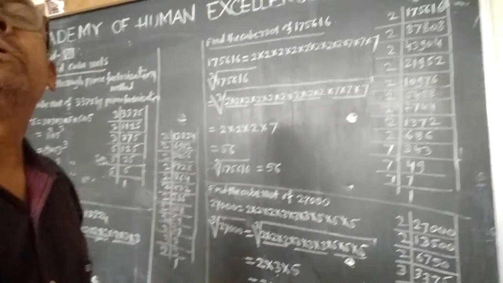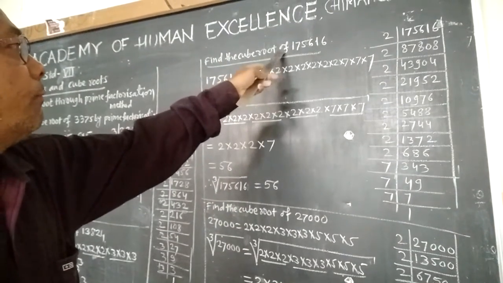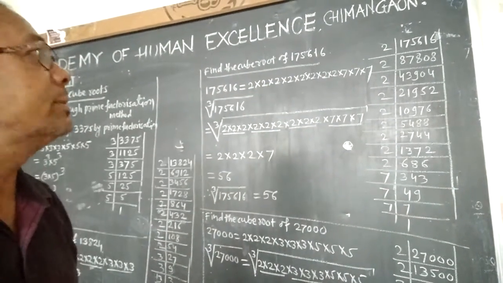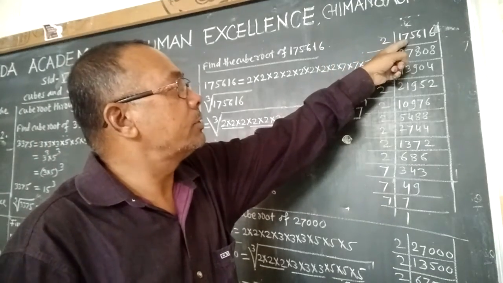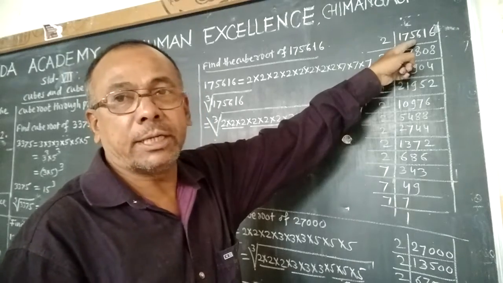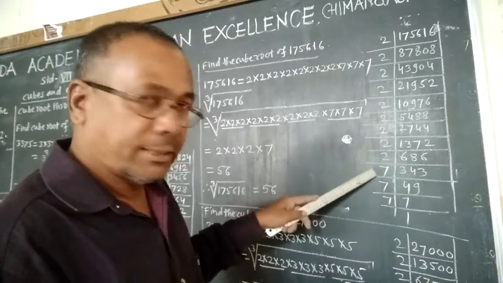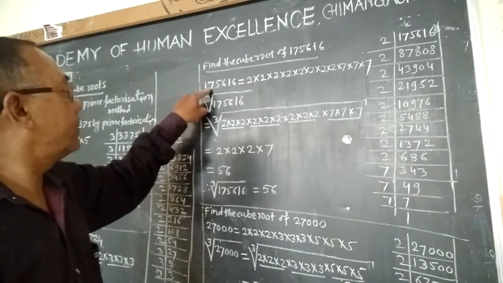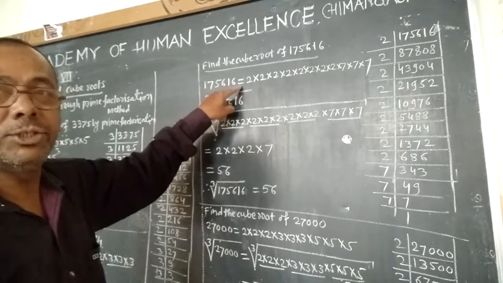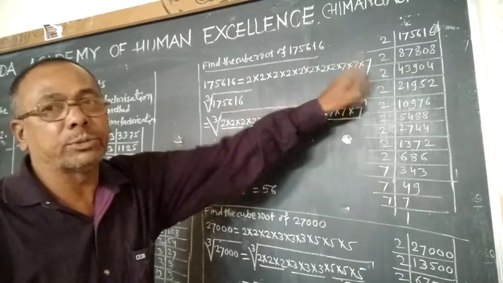Now here there is one more example, that is, find the cube root of 1,75,616. Here if we factorize 1,75,616, then we get the factors 2 nine times and 7 three times. Again we can write here 1,75,616 is equal to 2 nine times, into 7 into 7 into 7.